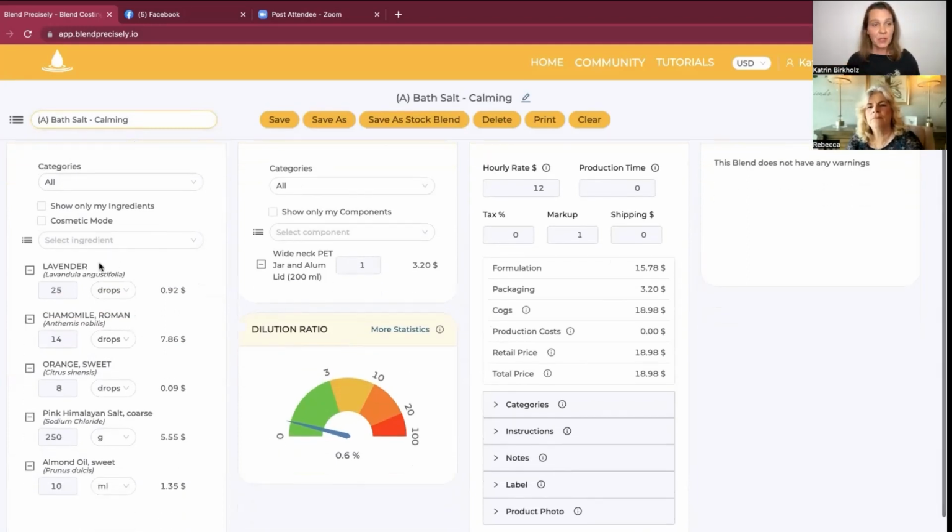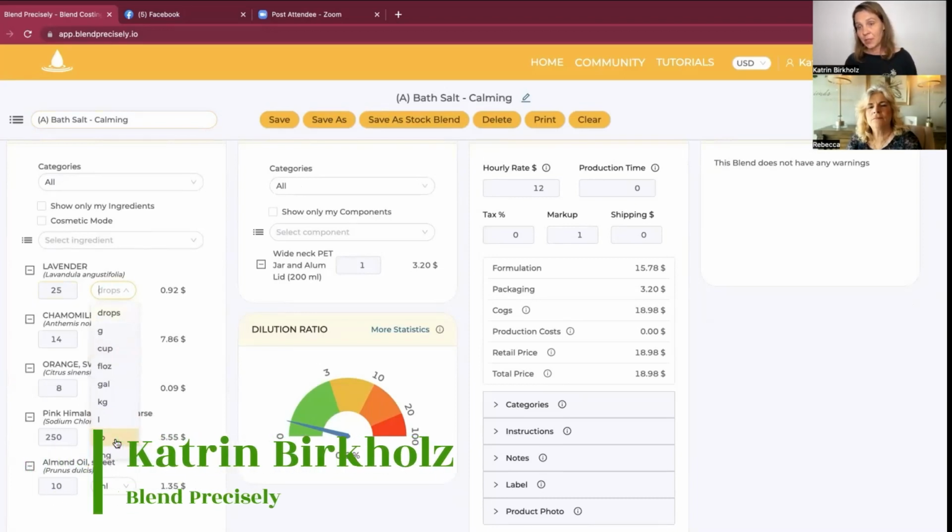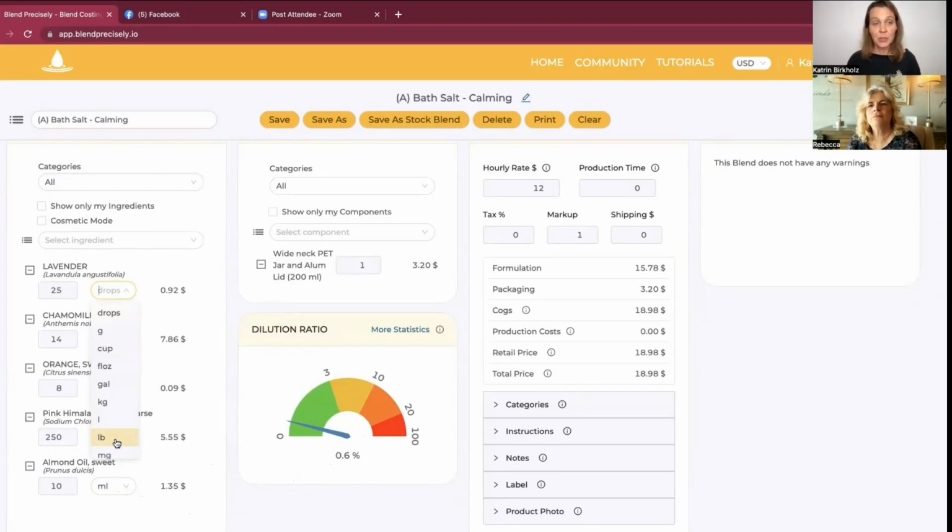So on this formulation part here, you added all of your ingredients: lavender, Roman chamomile, sweet orange, Himalayan salt, and almond oil. And then you add the drops, or you can have any other unit here which is available. Some people use grams. More and more people are shifting towards weighing their formulations. So you will have grams available as well. And then the pricing will show up immediately.